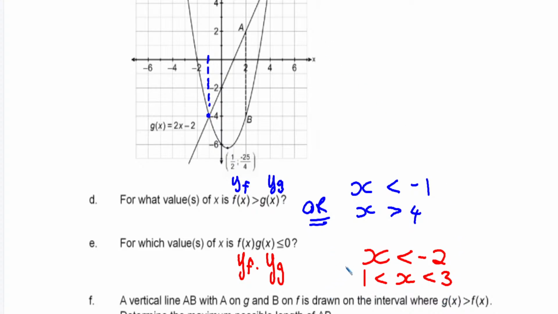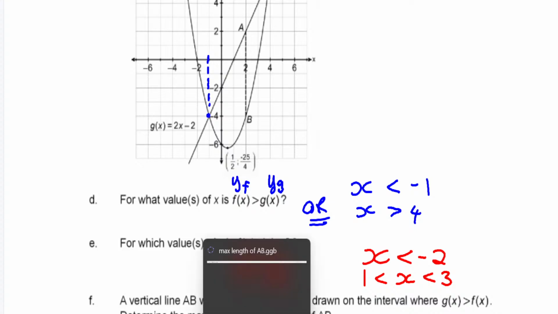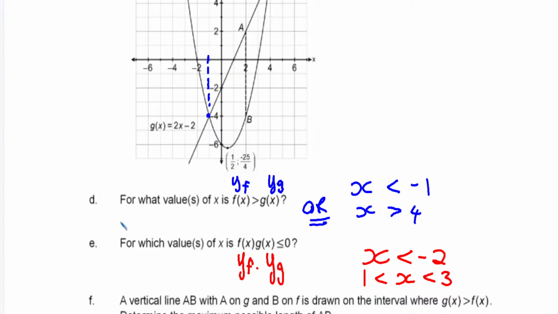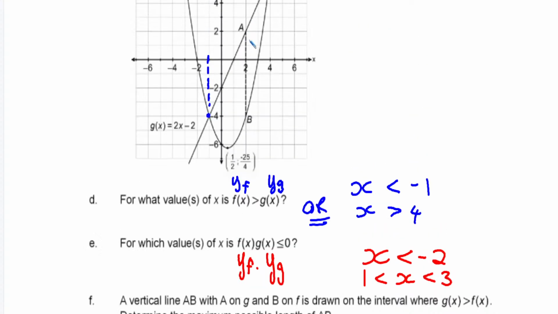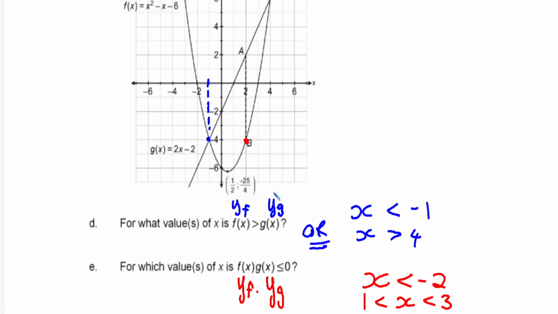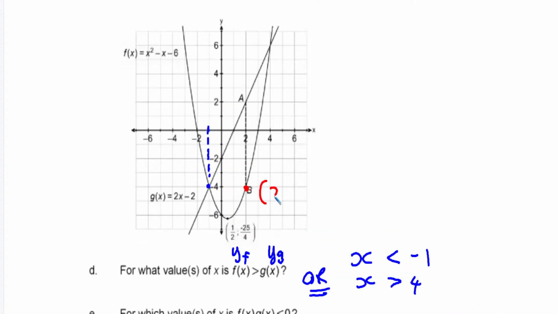Okay. Then this next question is this vertical line AB, right? And it's got this kind of length there. I'm going to finish with a sketch at the end just to show us that we've got the right answer. But the thing is that this point over here must have the coordinates x, whatever x is, x squared minus x minus 6. So over here must have the coordinates x, 2x minus 2, because it lies on the line with that rule.